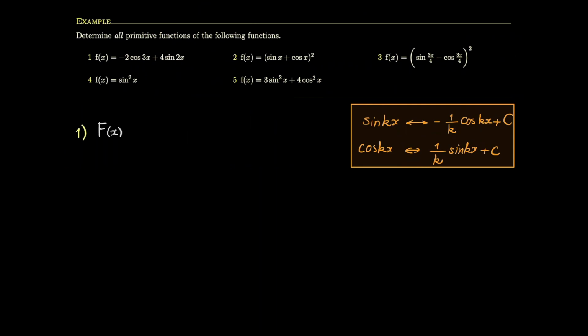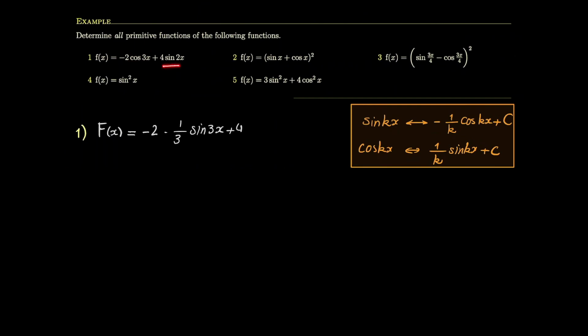Okay, so here f of x is equal... let me just do it myself. So it's minus 2, it's a constant, so I don't care about that. But for solving that part, I have to use the second formula, giving the role of k to the number 3. So the answer is what? Times 1 over 3 sine 3x, yes? And then I have plus 4.